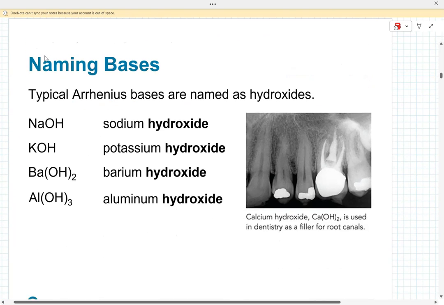Okay, so the names for Arrhenius bases come from the name of the metal: calcium, sodium, potassium, and the OH group is hydroxide.